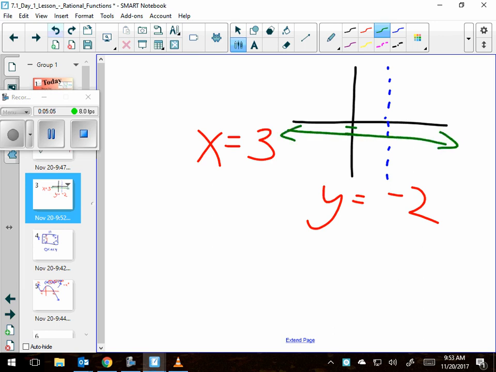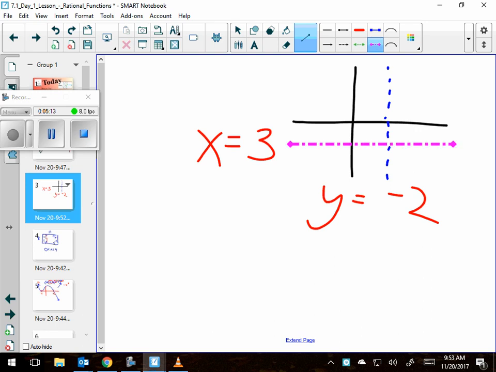And again, usually with asymptotes, we make them dotted lines. So I'll actually use my fancy dotted line making tool. There. Okay. So there's your vertical and horizontal asymptotes.